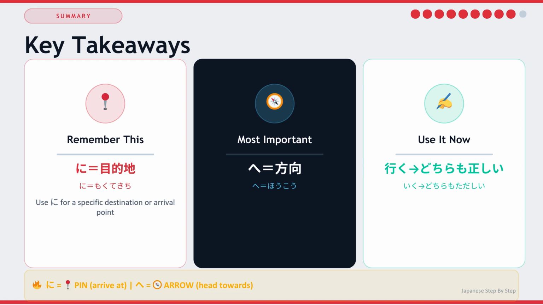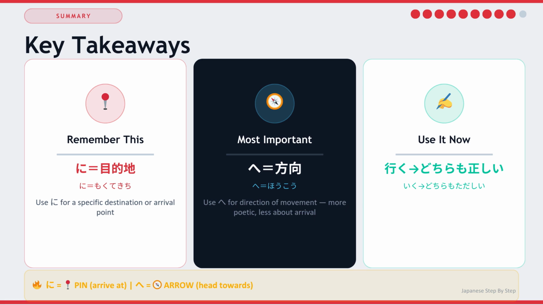Number 2, and this is the most important one. He equals direction. Use he when you care more about the direction of movement than the arrival itself. A dream destination, a journey in progress. Something you are heading towards. He is the arrow pointing forward, not a pin, not a fixed point. Just movement and direction. This is the card to remember.